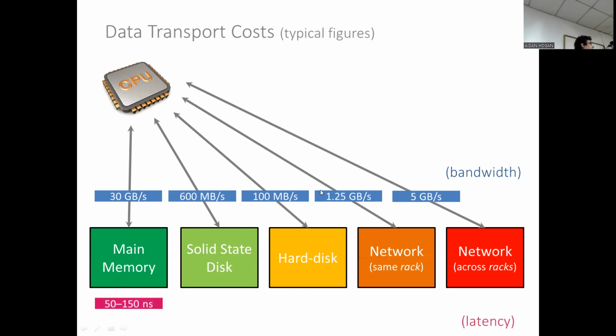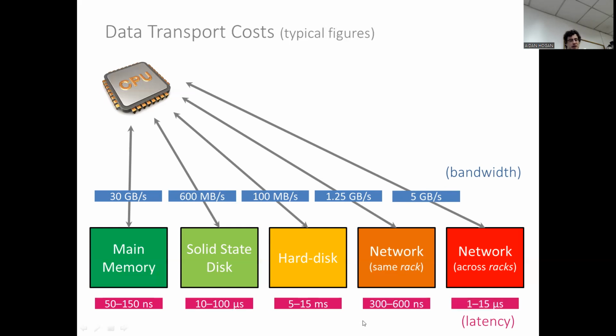So in terms of latency, we don't only care about how fast we can stream data. We also care about how long it takes, once we send a request, to get the data that we want, especially if we have lots of random access. We're not just reading something sequentially, but we're doing a lot of lookups for different locations. So we have main memory in the order of 100 nanoseconds, solid state disk, 10 to 100 microseconds, hard disk, 5 to around 10 milliseconds, network, around 500 nanoseconds maybe, and across racks, 1 to 15 microseconds.